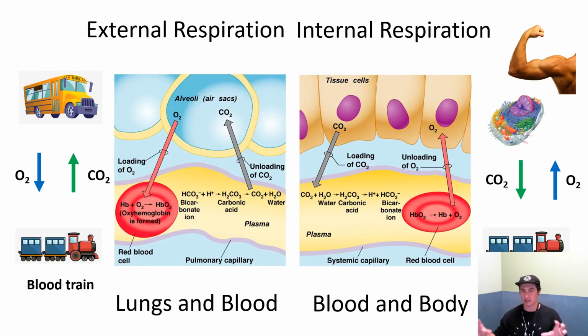Here's just a complicated diagram of what that looks like. You don't need to remember all this chemistry that's in here. Just know that from your blood to your lungs, you've got CO2 unloading, and from your lungs to your blood, you've got O2 loading, and that's our external respiration. And internal respiration, you've got your cells loading up CO2 into the blood, and your blood unloading O2 to your cells, and that's internal respiration. External respiration, lungs and blood. Internal respiration, blood and body, or blood and cells.